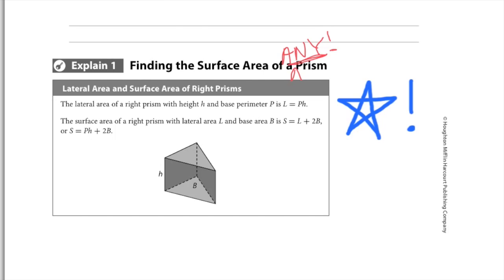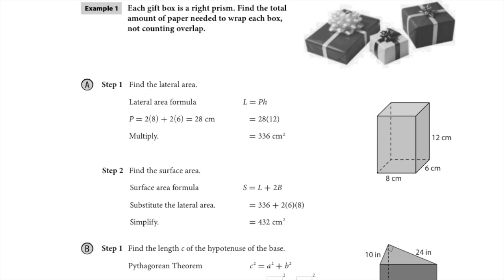So there are lots of prisms that we could use, but this P times H plus 2B formula works for all of them. So we're going to start with a rectangular prism. We've got a gift box here that we want to wrap up, because remember that's the application of surface area, is wrapping it around. So we're going to go ahead and find all of the lateral areas first, and you saw me highlight just the sides that are perpendicular to the top and the bottom.